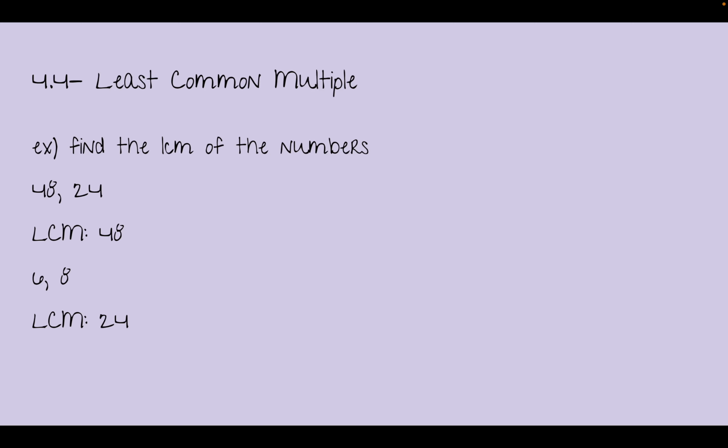And then next we have 6 and 8, and the LCM is 24 because 6 times 4 is 24, and 8 times 3 is 24, and nothing less than 24 can be gotten by multiplying any number to both 6 and 8.